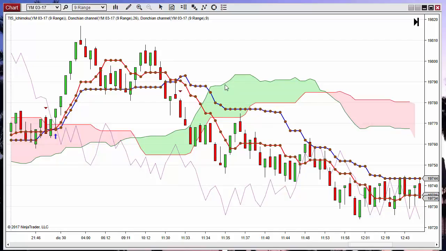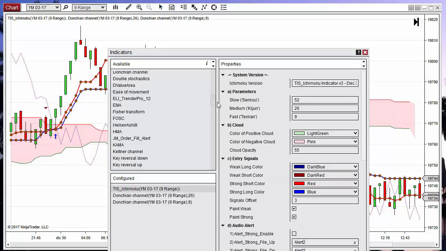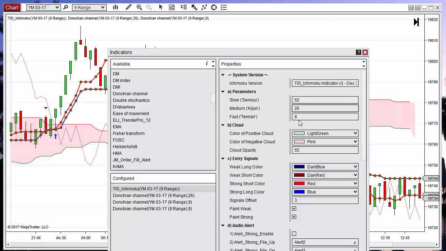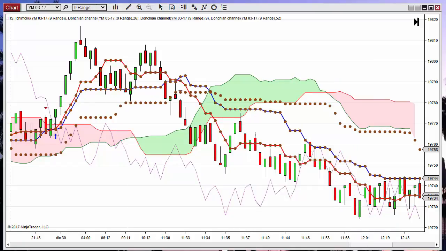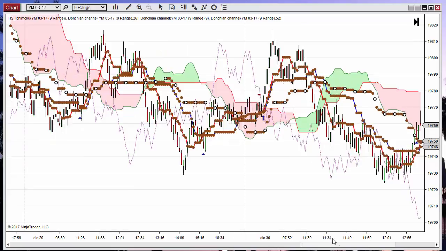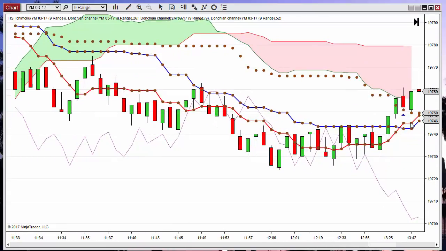As we saw, the cloud is also a moving average, but instead of using a moving average, we use again a Donchian. So let's try adding another Donchian, now with the biggest period. As we saw on Ichimoku, we use 9, 26 and 52. So if we add a 52, then we get this dotted line, which seems like it is not matching with the cloud.